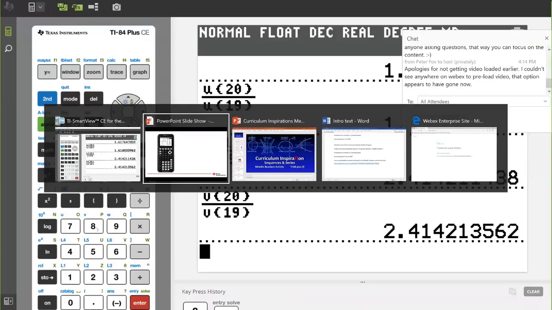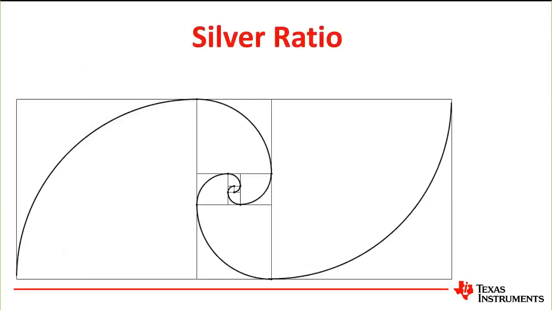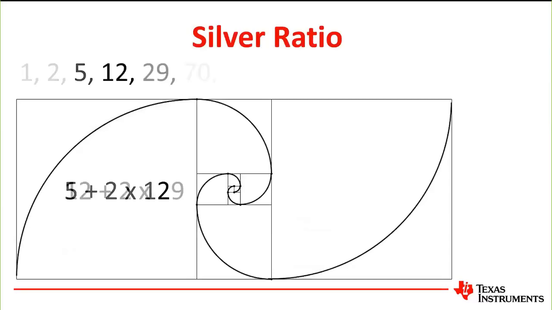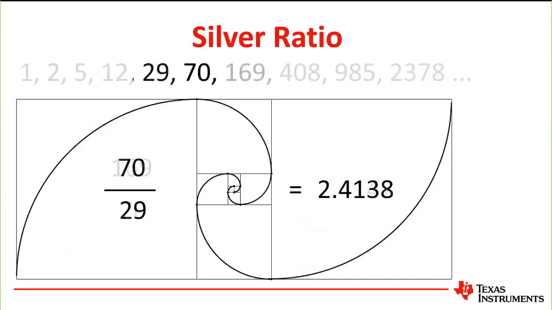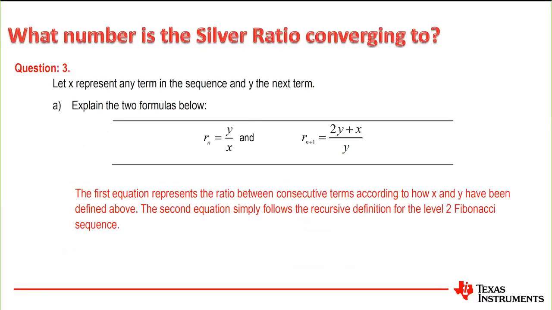Let's have a look back at the PowerPoint. This is the picture for the silver ratio. There's the sequence. Here are our ratios. And this is now taken from the student worksheet. In red, you have the answer, which was taken from the teacher notes.